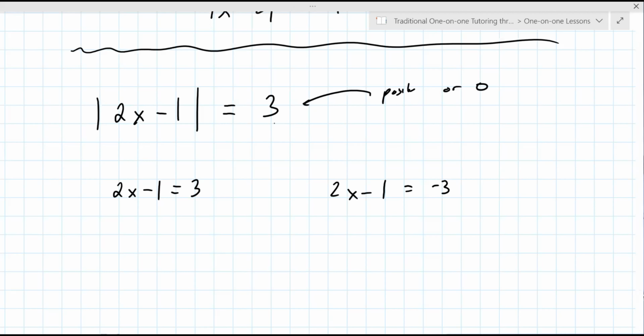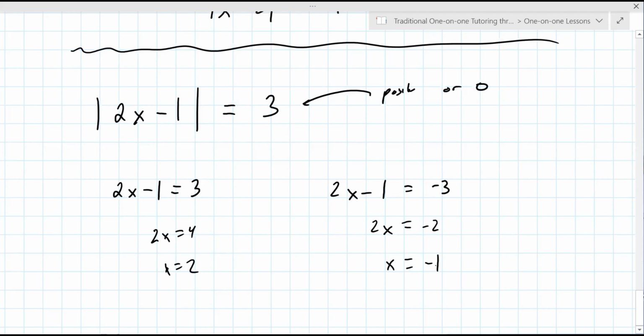Yes, you will get something like that on the test. Most of them will just equal a positive number or equal 0, but you have to look out for that. All right. Okay, that makes more sense now. Can you solve these two equations for me? Yeah, 2x equals 4, then x equals 2. Good. And then 2x equals negative 2, x equals negative 1.